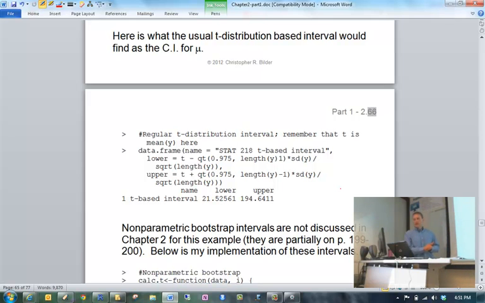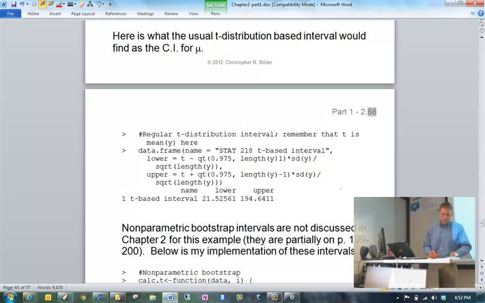Here's the usual t-distribution based confidence interval, because we do have a confidence interval for mu that we're finding here. If you really wanted to, even though your sample size is small, you could find the regular old confidence interval for mu: 21.52 to 194.6. This is, I think, closer to the exact interval that we had, or in other words, the studentized bootstrap confidence interval. But still, there are some differences, in particular the lower bound. But remember, too, that this starts off assuming that y has a normal distribution.